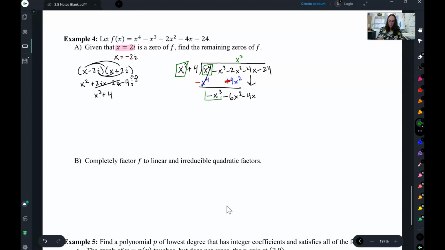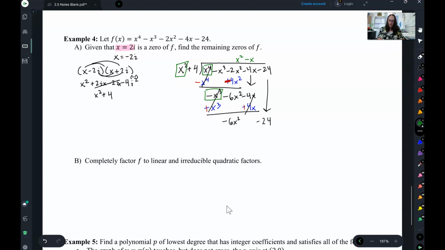x squared times what is negative x cubed? That's negative x. Distribute: negative x times x squared is negative x cubed. Negative x times 4 is a negative 4x. Change the signs. Those go away. Bring my negative 6x squared down. Those go away. Bring down my negative 24.